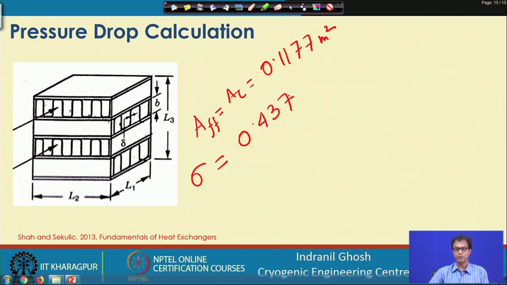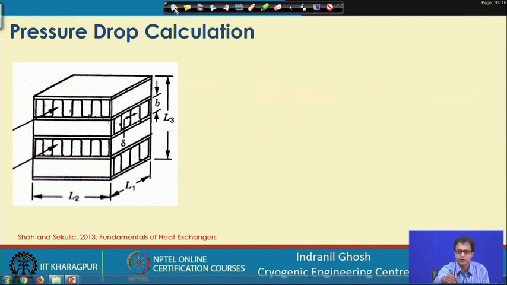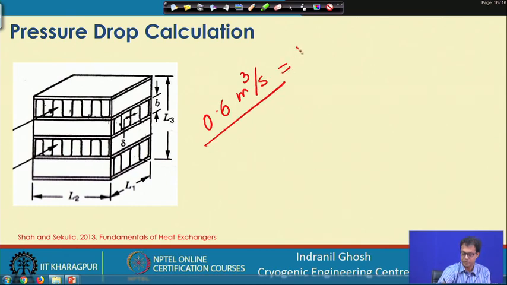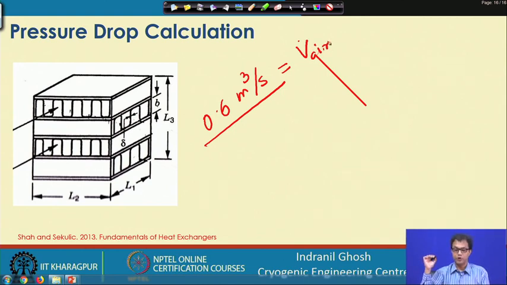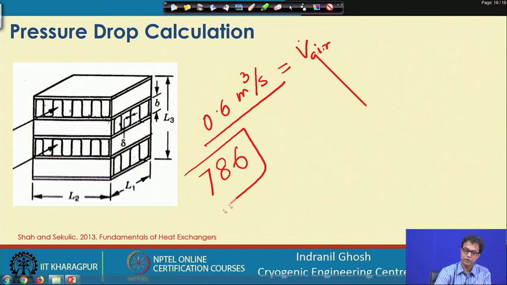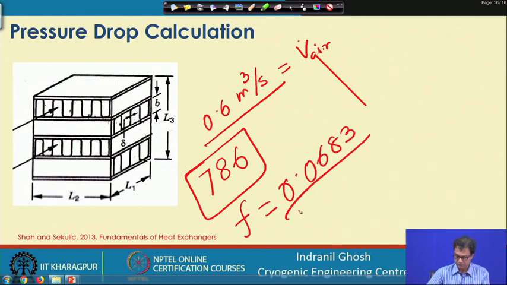Now, we need to look into the operating conditions. In the operating conditions we find that the volumetric flow rate V dot of air is given as 0.6 meter cube per second. Then the Reynolds number, 786, has already been estimated for us, otherwise we would have had to calculate it from the geometry. And the Fanning friction factor f has already been estimated for us, 0.0683.